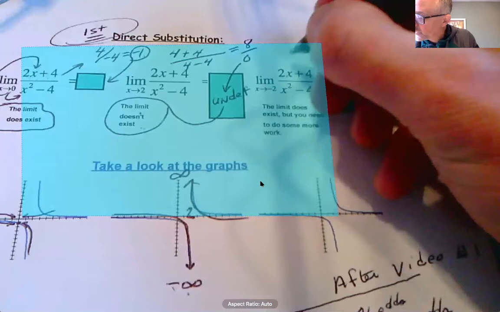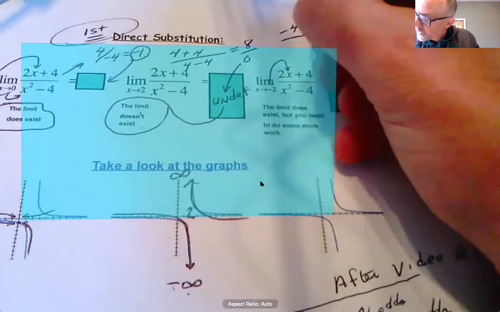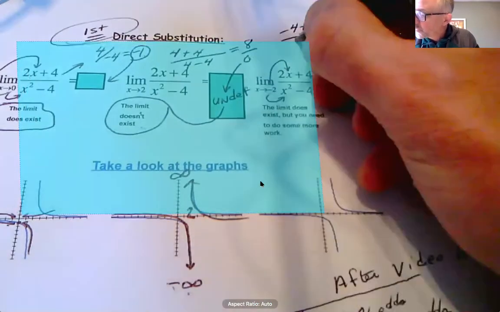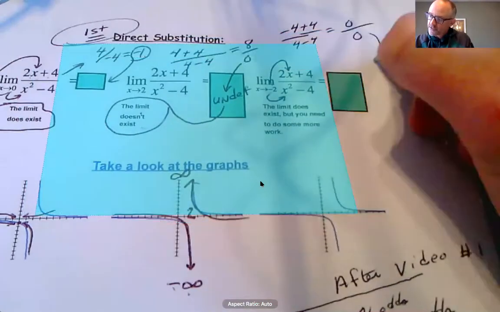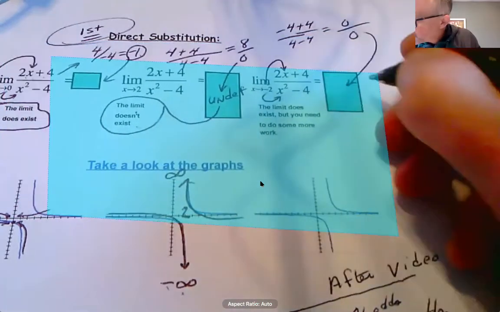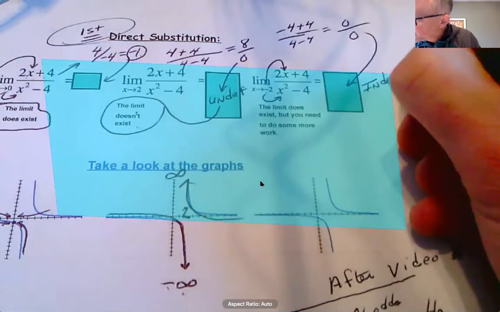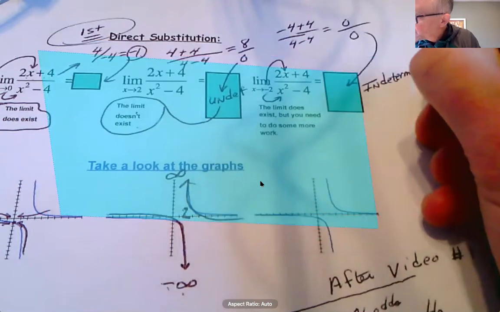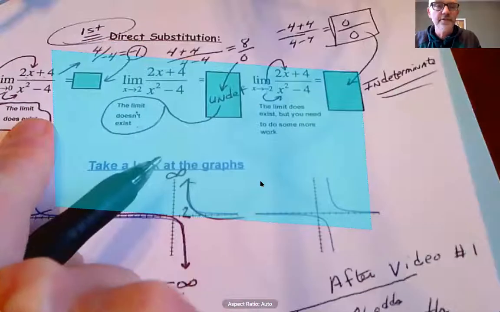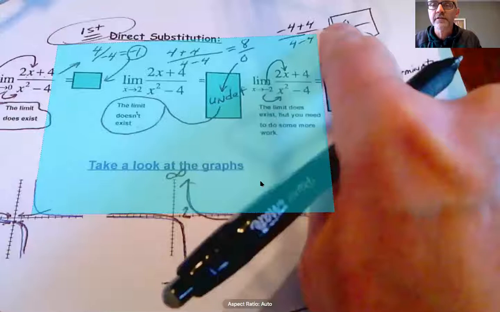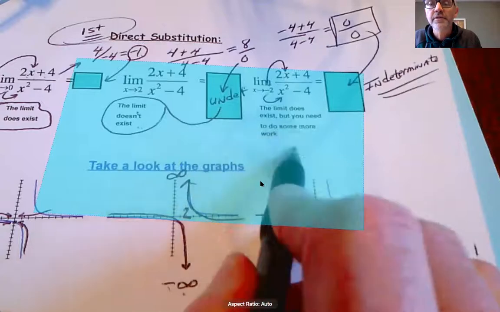If you put a negative 2 in, you will get negative 4 plus 4. And you will get, in this case, 4 minus 4, which gives you 0 over 0. There's a name for this, and it's under the box. It's called indeterminate. Indeterminate means we're not getting an answer. It's not like the first one. We're not getting undefined. We're getting 0 over 0, so it's indeterminate. So in this case, the limit does exist, but you need to do some more work.